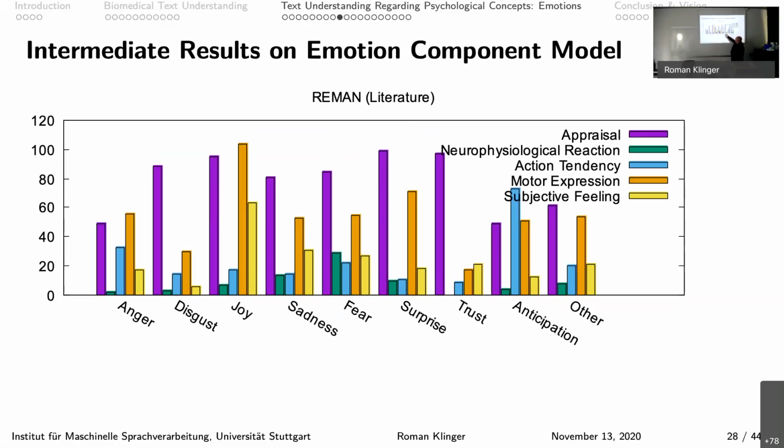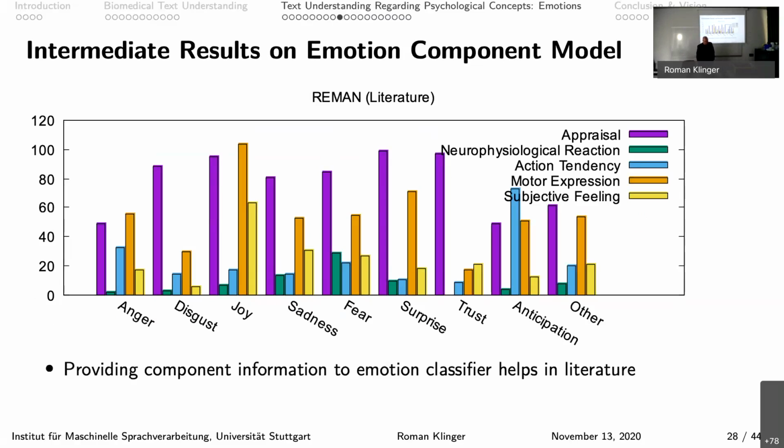For trust, we see that there's no neurophysiological reaction. I think there are some psychologists in the room. I wouldn't even know what neurophysiological reactions are to trust. And yeah, also interestingly, for anger, for instance, we also have motor expression. That's the most dominant component. So this might actually help to classify emotions.